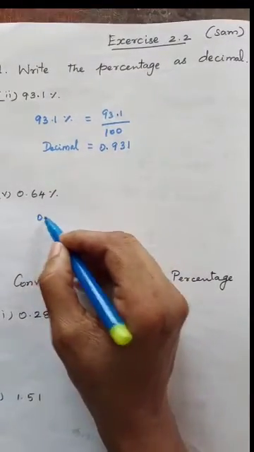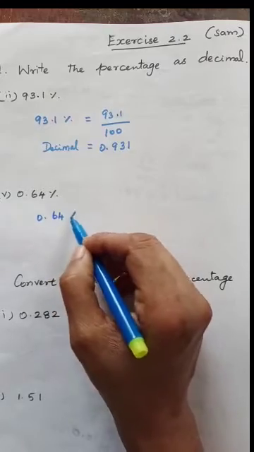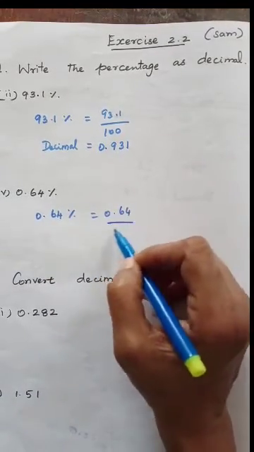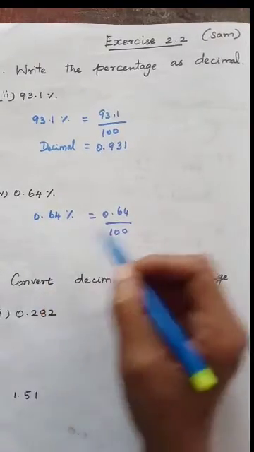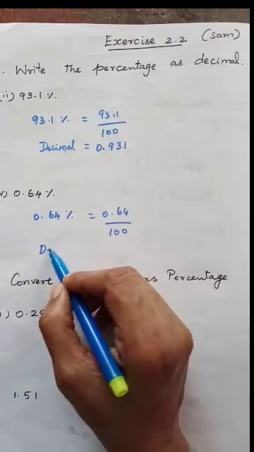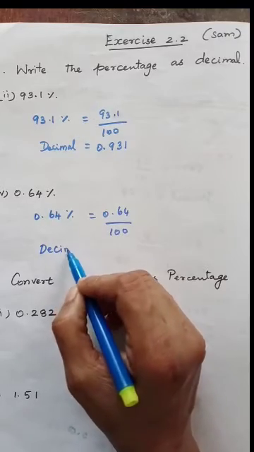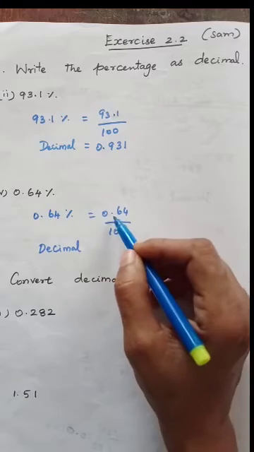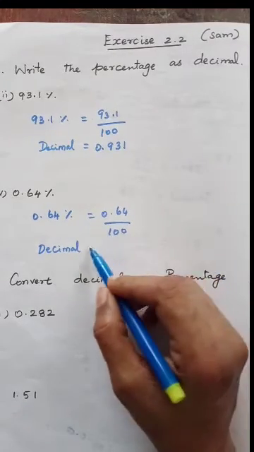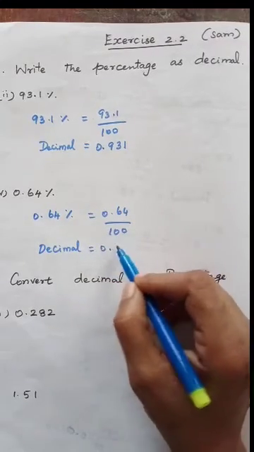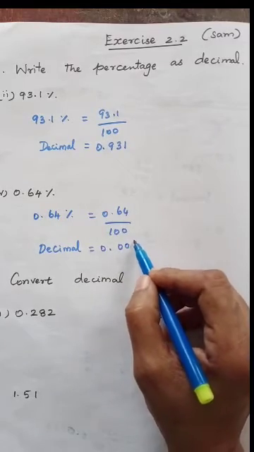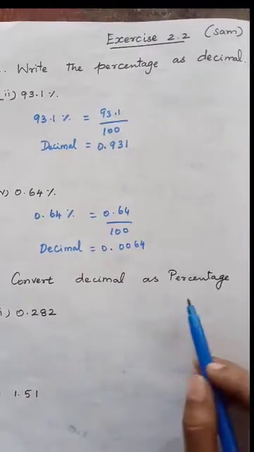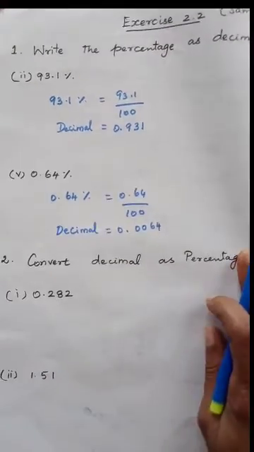Then the fifth problem, 0.64 percentage is equal to 0.64 divided by 100. So for the decimal of 0.64, here 2 zeros, after 2 digits the decimal must come. So 0.0064.